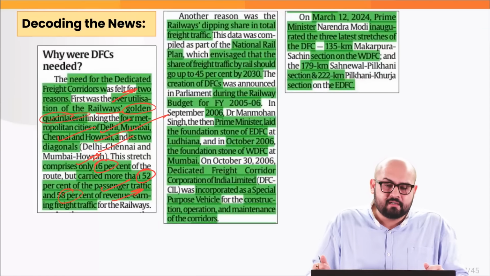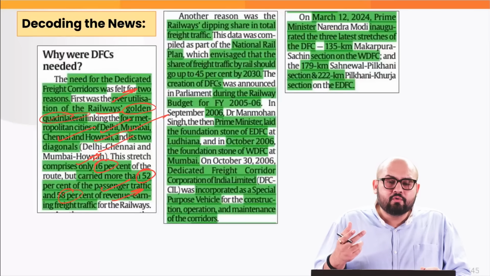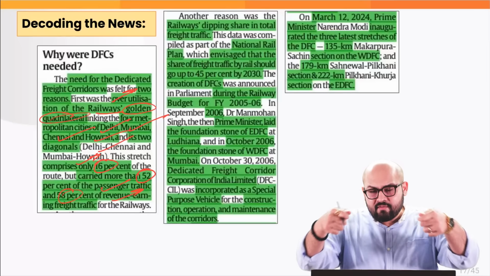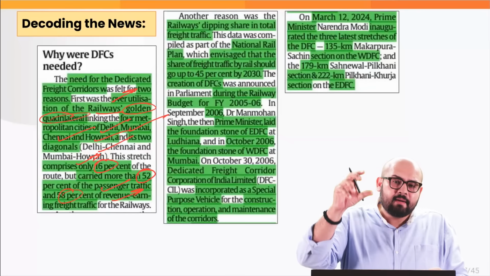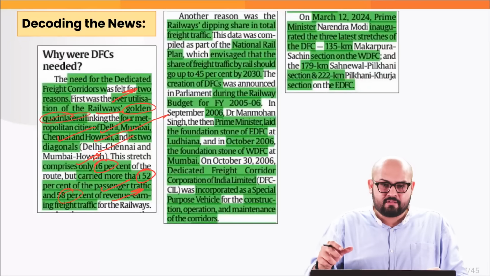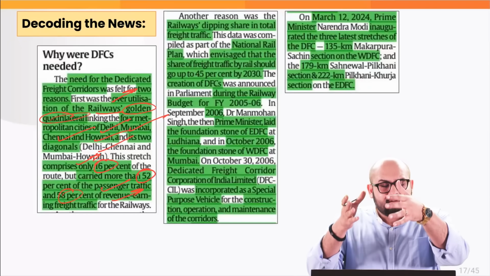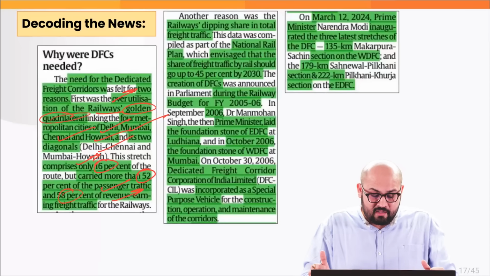These routes are overburdened. Therefore, what you had to do was that specific routes were made only for freight, and not for passenger trains, so that you can have specific routes designed and dedicated for freight transportation.